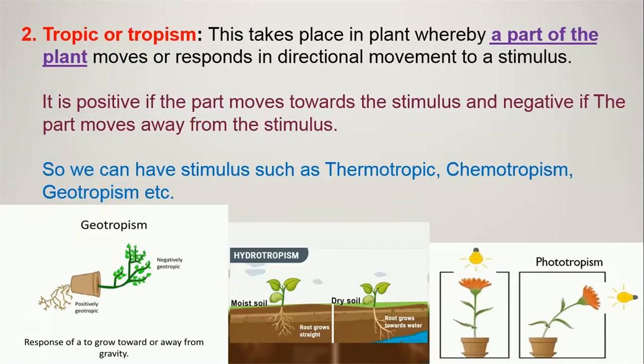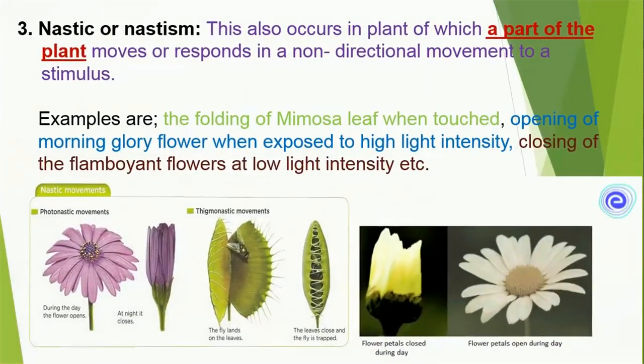And the last one is phototropism. You see, in the second image, we see the plant bending towards source of light. Why? Because the plant needs light. So definitely the place where it is found, the light can only come in through a very small hole. So it tends to bend towards the light. Yes, positive phototropism. Now the third one is nastic or nastism.